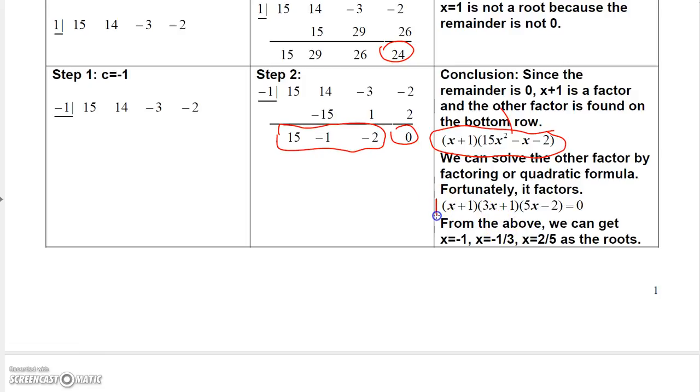You just factor that trinomial, and now you get 3 factors and set each of those factors equal to 0 to get your answers, negative 1, negative 1/3, and 2/5. And if you check, those were all listed as the possible roots.